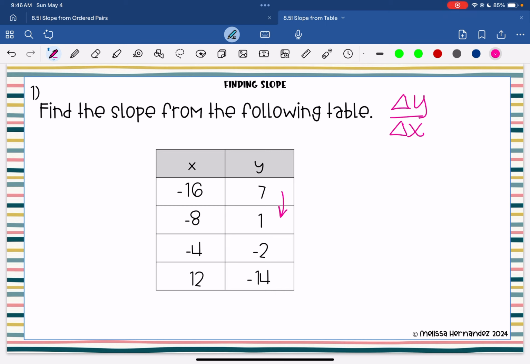Now I asked my students this: how does 7 become 1? Minus 6. How does 1 become negative 2? Minus 3. How does negative 2 become negative 14? That'd be minus 12. And then we're going to go to the left side to find all of our change in x values. How does negative 16 go up to negative 8? Plus 8. How does negative 8 go up to negative 4? That would be plus 4. How does negative 4 go all the way up to 12? That would be plus 16.